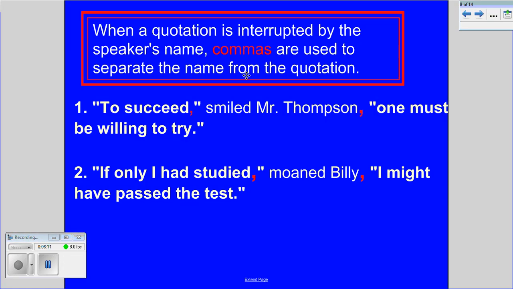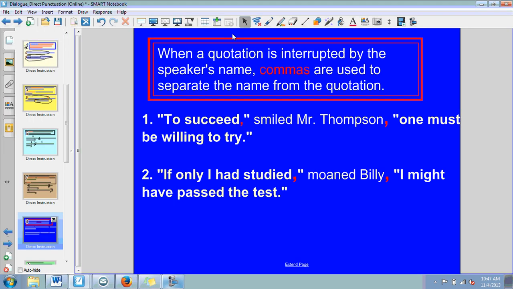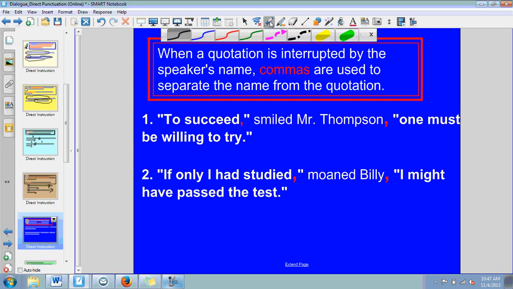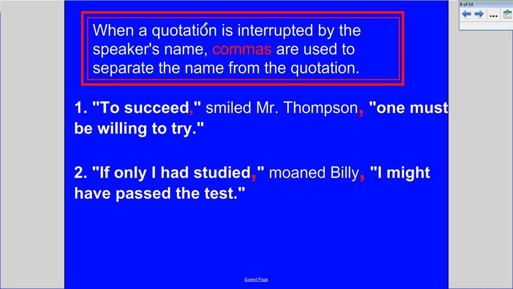All right, our next rule is when a quotation is interrupted by a speaker's name, then commas are used to separate the name from the quotation. So, for example, here, Mr. Thompson is saying, "To succeed, one must be willing to try." Those are the things that are going to be in quotation marks because that's directly what he says.